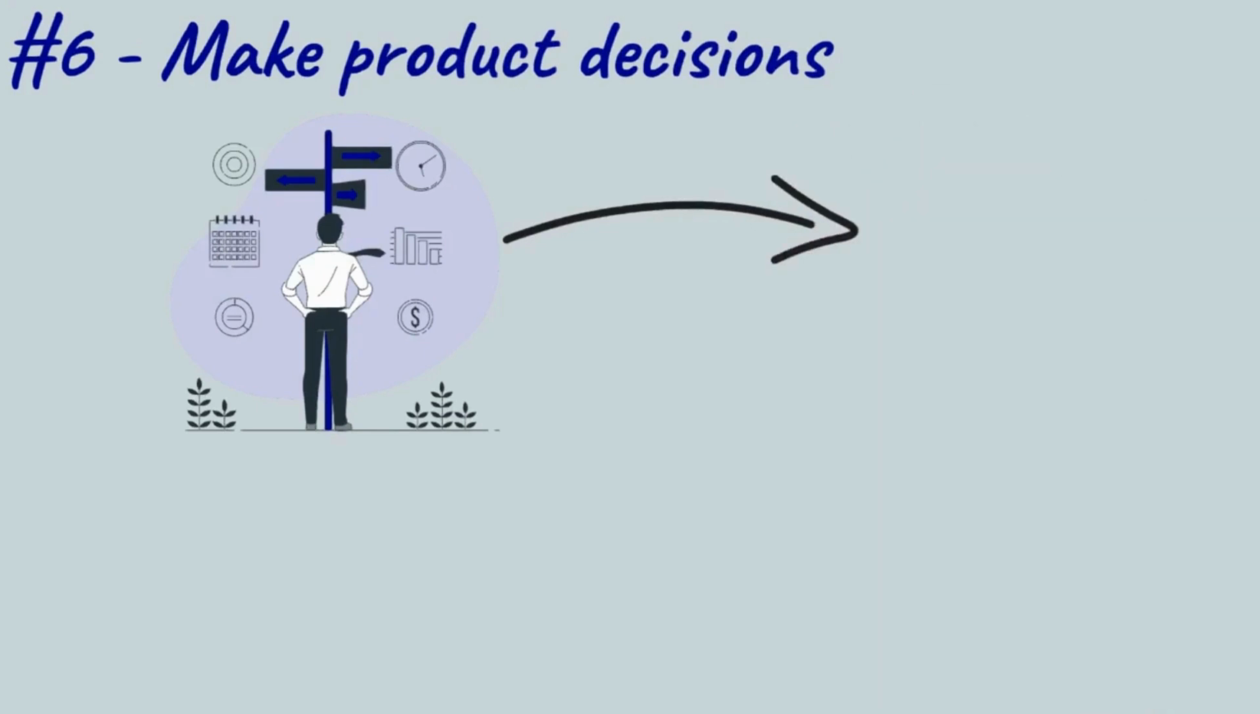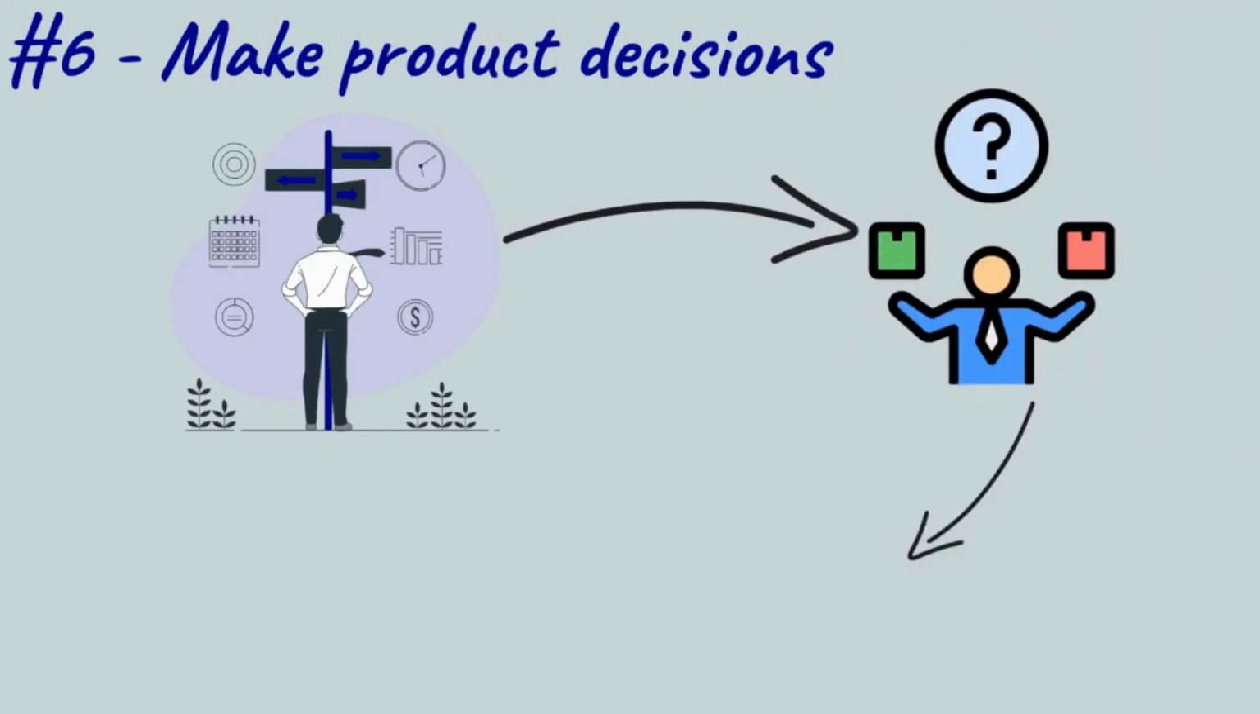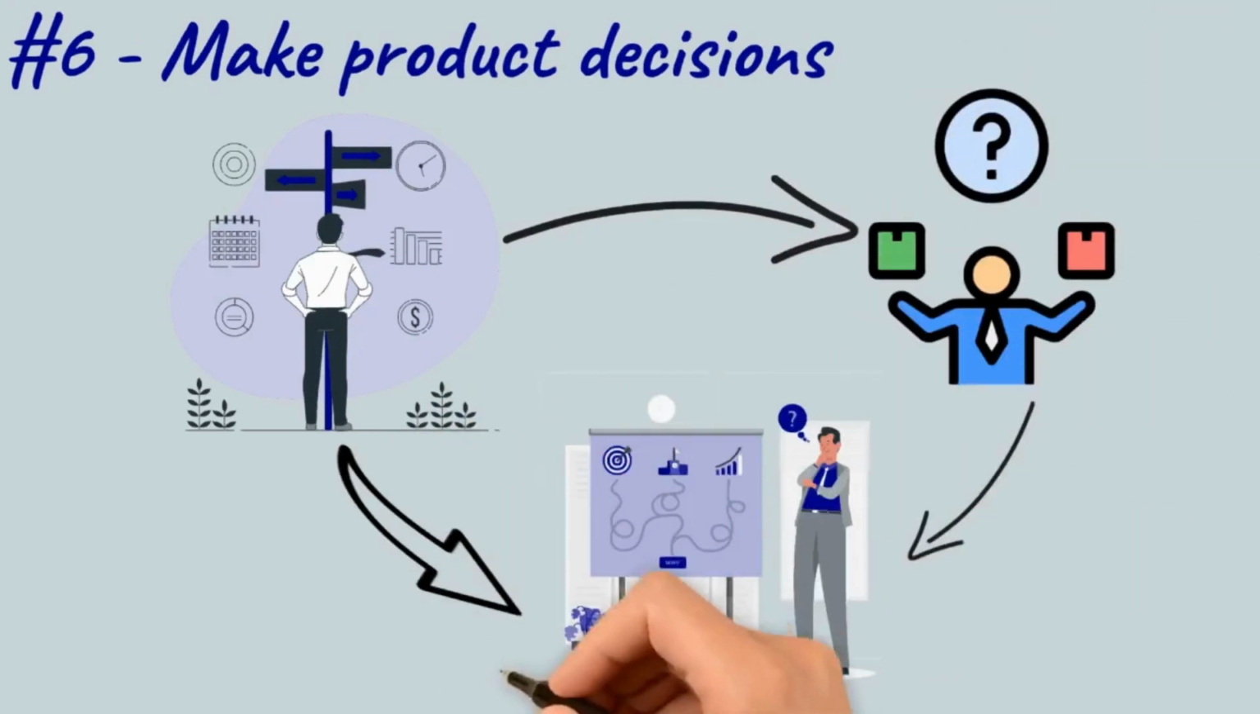Number 6, make product decisions based on insights. Make informed product decisions based on data analysis and user feedback. Decisions involve how to prioritize improvements, feature enhancements, or bug fixes based on identified pain points. Trade-offs, technical feasibility, and alignment with your product strategy should also be considered.